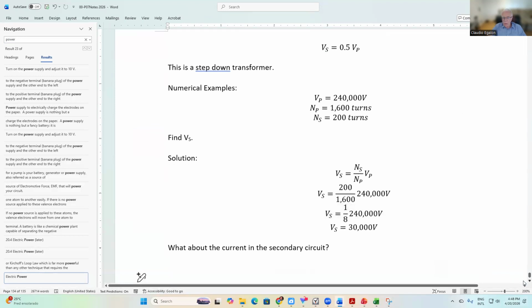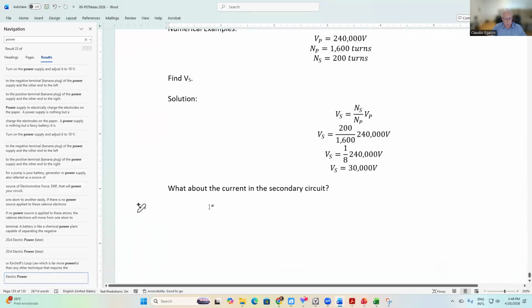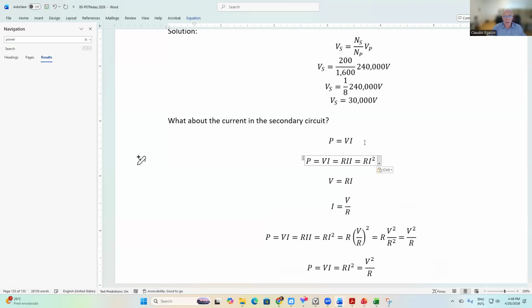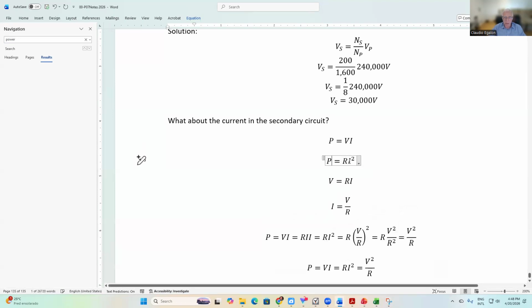Two more minutes to go. To get the current in the secondary circuit, we don't use Ohm's law. Actually, we do use Ohm's law in an indirect fashion. We use Ohm's law through the power of a circuit. One of the equations for the power is VI. Power is VI, R I squared as well. Three different equations for the power using Ohm's law.